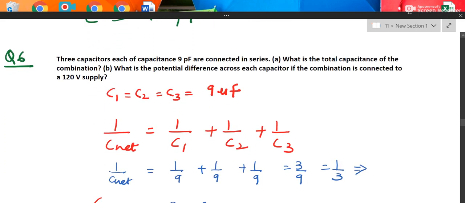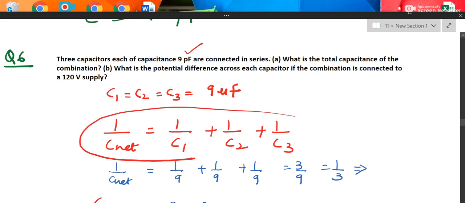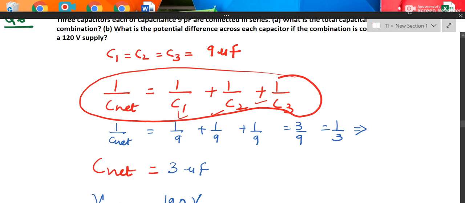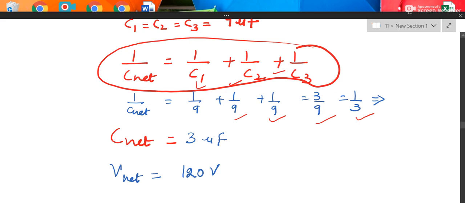Question number 6. 3 capacitors of capacitance 9 picofarad are connected in series. What is the total capacitance? So it is a simple formula-based numerical. Initially we have simple numericals. For capacitors in series, the net capacitance is given by this formula, where C1, C2, C3 are given. Kindly substitute. Like I have substituted 1 by 9 plus 1 by 9 plus 1 by 9, that is 3 by 9, it's 1 by 3. So my net capacitance will be the reciprocal, which will be 3 microfarad.